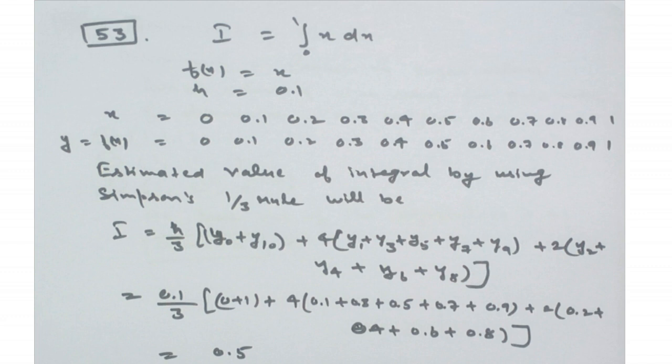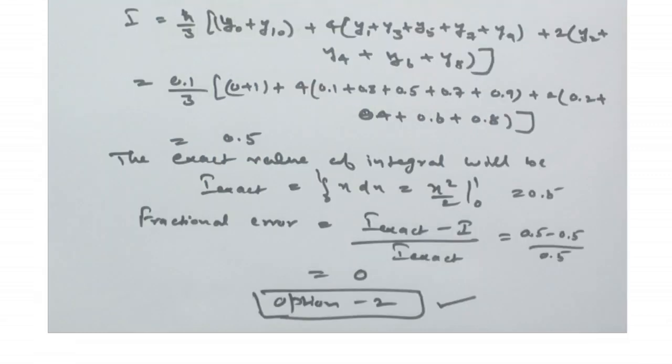So now here you can see that the function is x and the step size is 0.1. So here you can see the value of x and y. Now calculate the estimated value of integral by using Simpson 1/3 rule. That is equal to h upon 3 sum of first and last term plus 4 into sum of odd terms and plus 2 into sum of even terms. So after calculating this we will get 0.5. So that is the value of integral by Simpson rule.